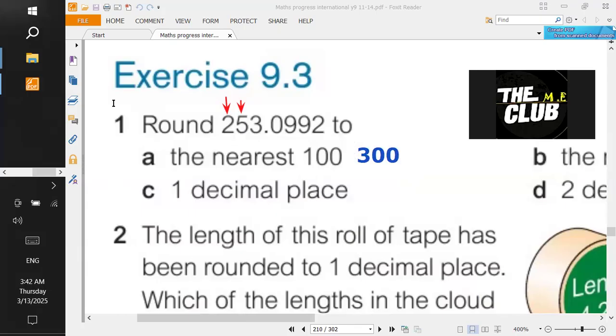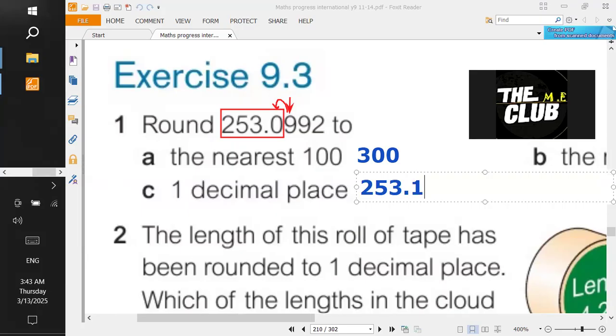Now, one decimal place. One decimal place means what? Very good. One decimal place, it means they need one decimal number in the answer. This means you draw a rectangle like this. This is the first decimal place or one decimal place. Now you look at the number after the first decimal place, which is the 9. Now the 9 is big. This means that the answer should add 1 here. And the answer should be, very good, 253.1. And this is how you answer a question like this.